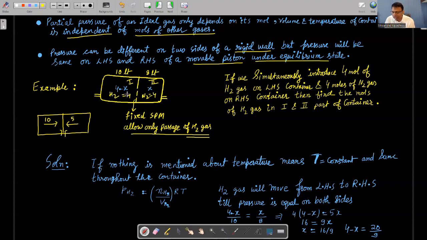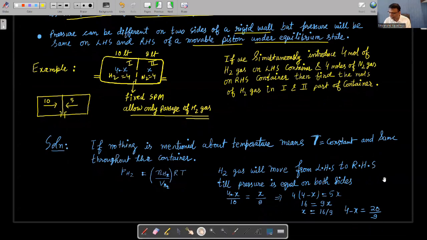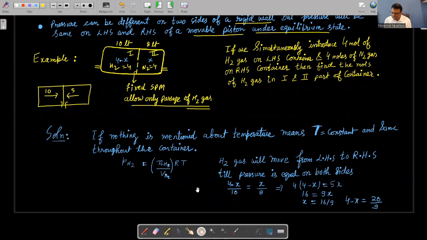Under the equilibrium condition, we can say that the partial pressure of hydrogen gas on the left hand side and the partial pressure of hydrogen gas on the right hand side, on both sides of the container, should be the same. So partial pressure of hydrogen gas is equal to number of moles of hydrogen gas upon volume of the container in which it is present, into RT.